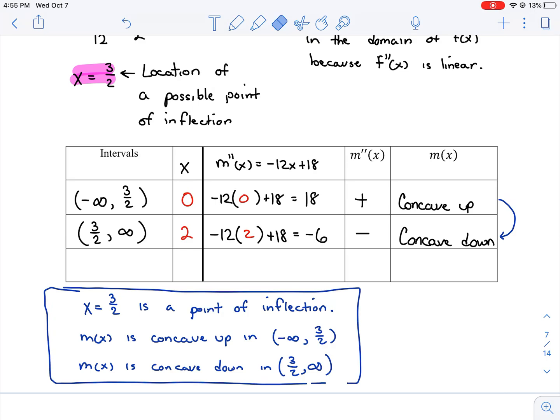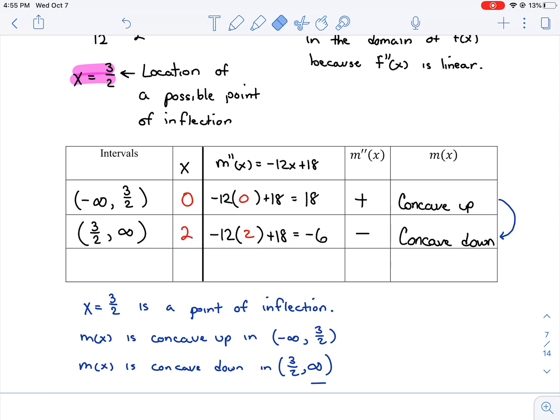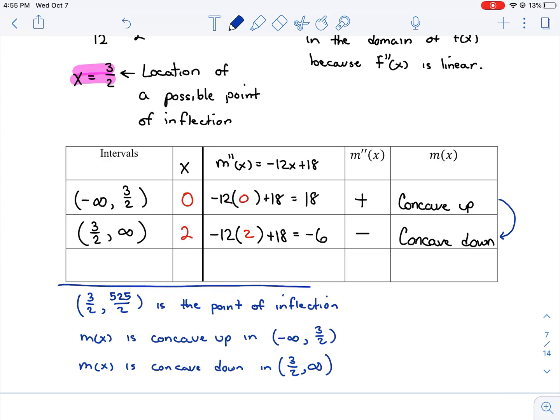So here, I'm just going to add a little bit of information. I'm going to write this as 3/2, comma, 525 halves is the point of inflection. And now we are done.